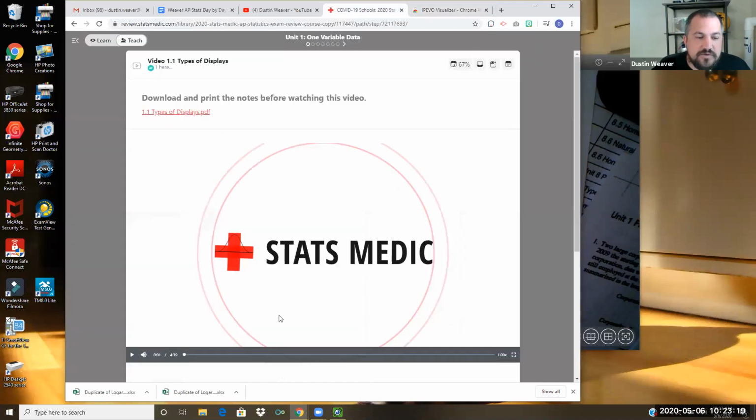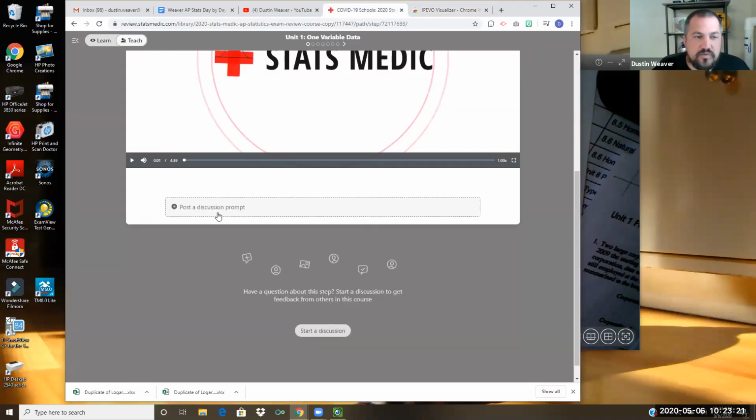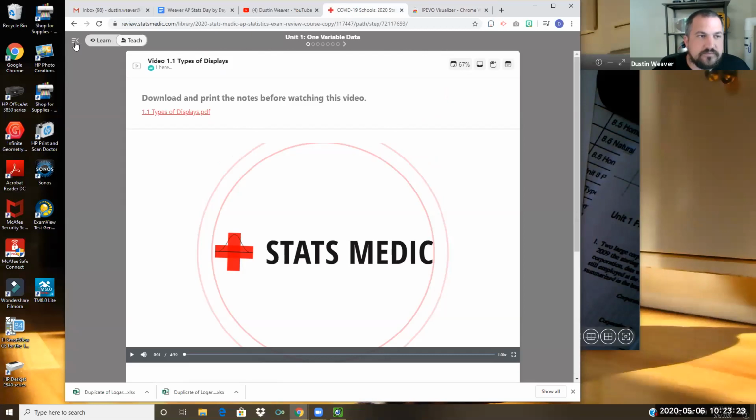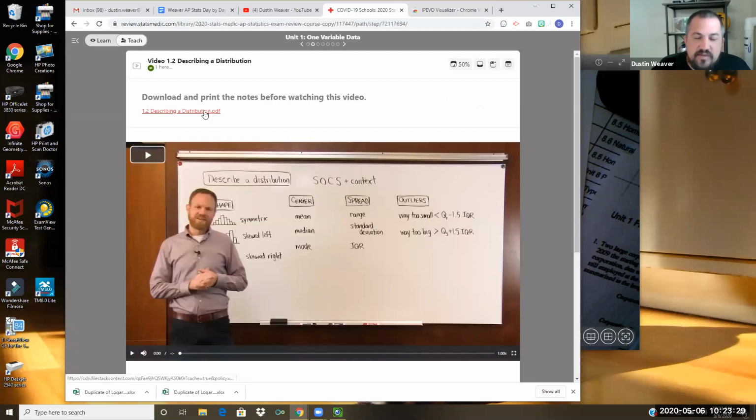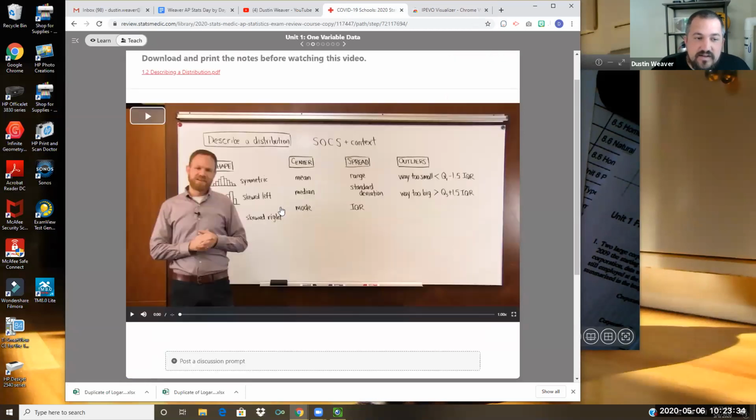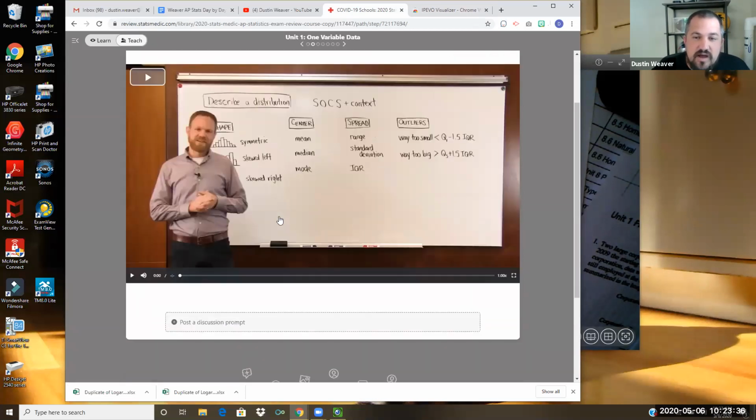And in 1.2, so we're going to scroll on through. And 1.2 is describing a distribution. Again, the PDF document you can print off that you see me using is right there. So let's talk about how we describe a distribution, which is definitely a question that you will get from this unit. That's one of the very important parts of this unit.